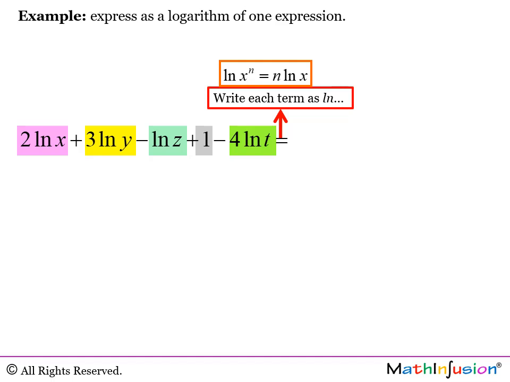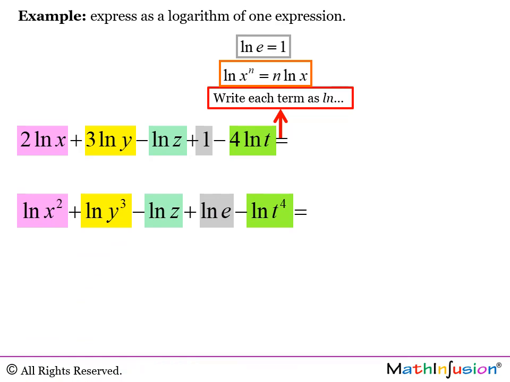So let's start. The first thing that I'm going to use is that n times ln of x is ln of x to the power of n. And also, because I need to write 1 as ln of something, I know that 1 is ln of e. And I get that.